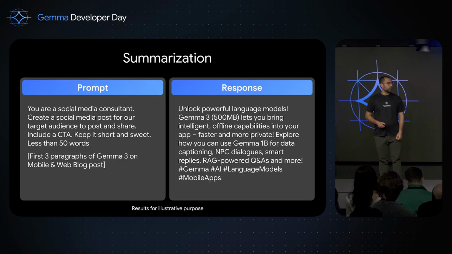Summarization. No, this isn't general purpose summarization. This is taking content that's in the app and creating useful content to publish. Pretend you're a web app that hosts blogs or articles, and you want to be able to generate social media content for whatever your user is seeing right now. Let's ask Gemma to do it for us. You are a social media consultant. Create a social media post for our target audience to post and share. Include a CTA, keep it short and sweet, less than 50 words.